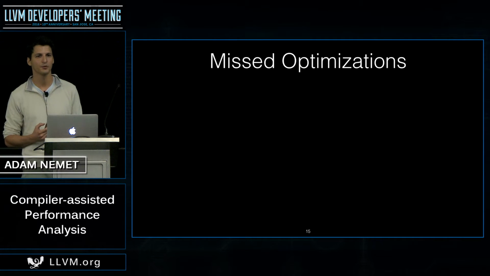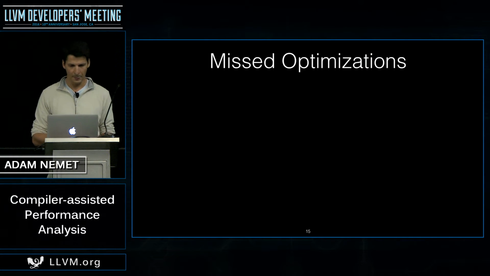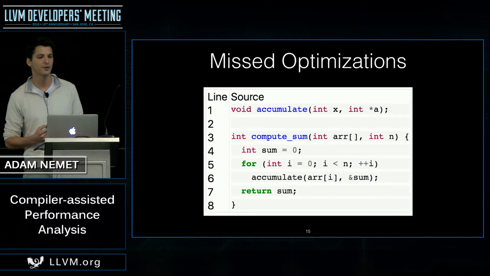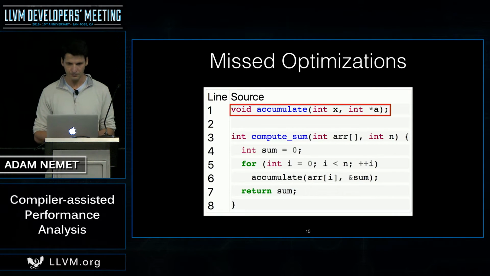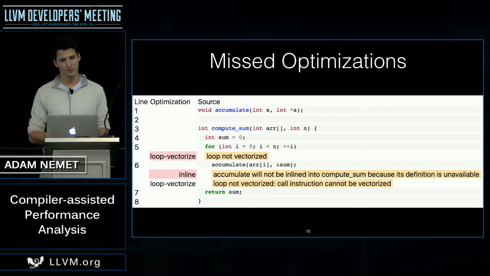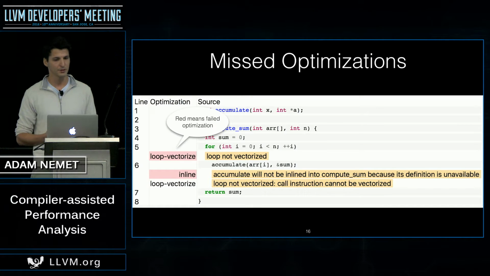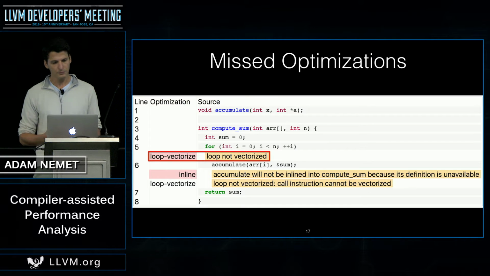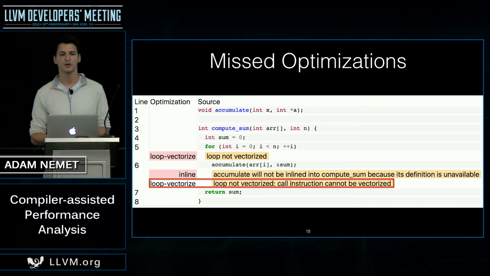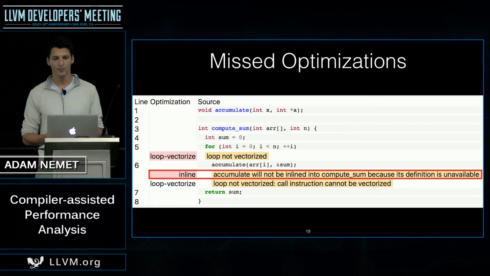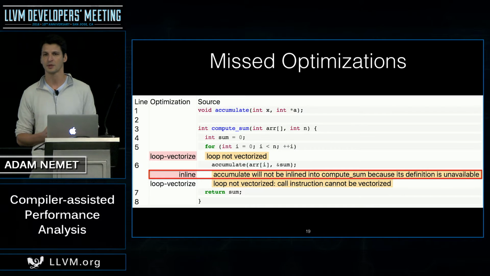Okay, so how does this look for missed optimizations? For this, I'm just removing the body of accumulate, and then this is the output we see. As you can see, everything that was green turned into red, because red means a failed optimization. So vectorization failed, because we still have a call instruction in the loop. And the reason we have a call instruction is because inlining has failed, because the definition of the function is unavailable.